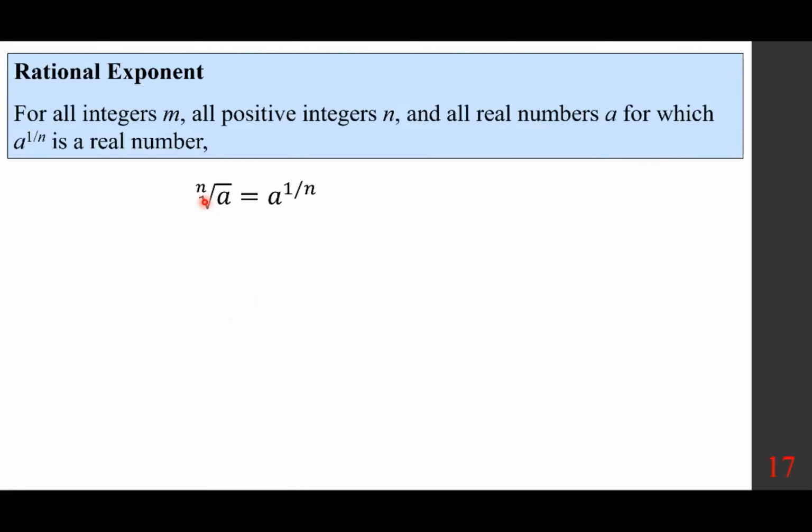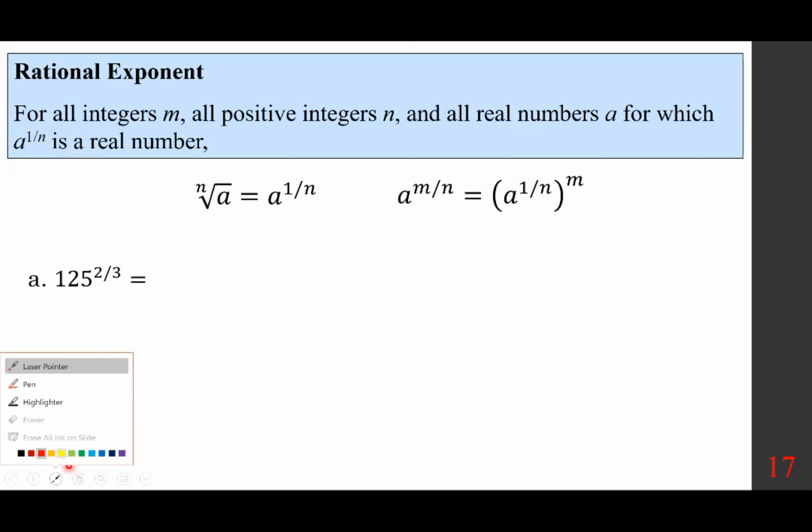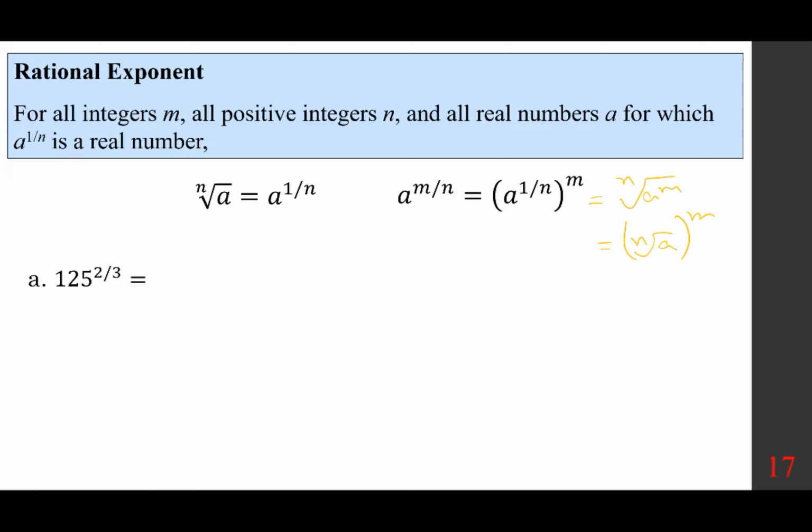Rational exponents: the nth root of a is a to the power of 1 over n, for all integers m, all positive integers n, and all real numbers a for which a to the power of 1 over n is a real number. This is the case, and this is the case. A to the power of m over n is a to the power of 1 over n, to the power of m. Also, you can write it as the nth root of a to the power of m. You can also write it as the nth root of a, to the power of m. So these are various ways of writing.